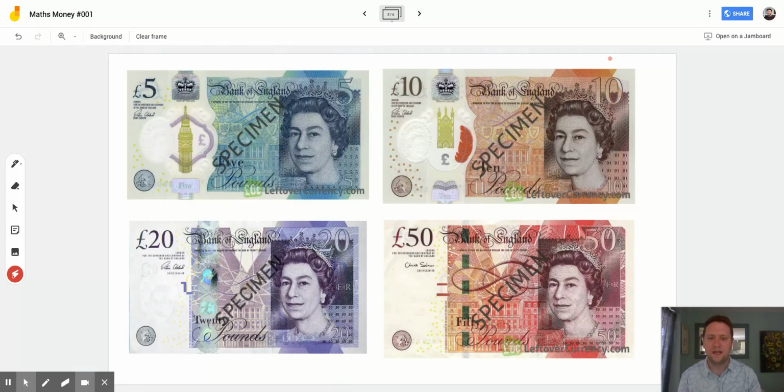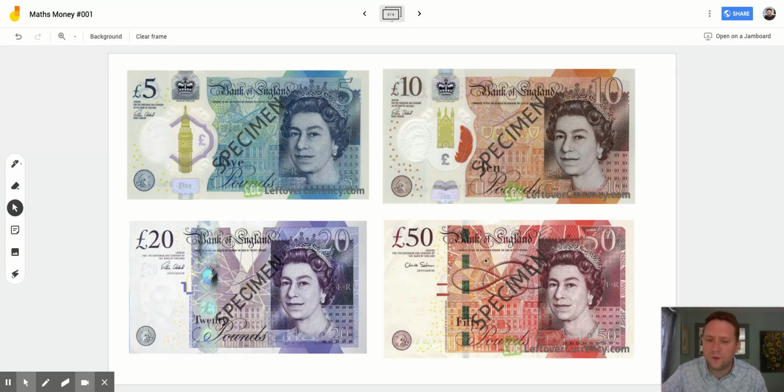So let's move on to the next one. These are the different notes that we use in our country. We've got the £5 note here, which is a blue one, a £10 note, a £20 note, and a £50 note there. Quite rare to actually come across a £50 note. Quite a few shops don't even accept them, or try not to accept them anyway, because £50 notes are the most common notes for people to make fake ones with. So rather interesting now. I can't remember the last time I held a £50 note. They're very rare to handle.